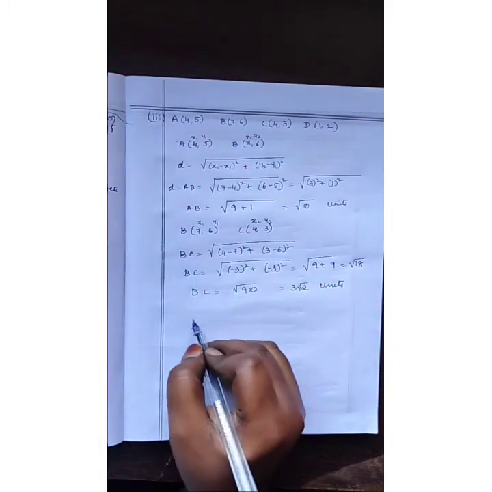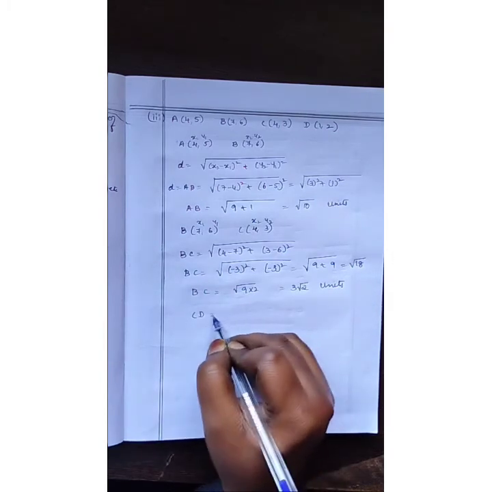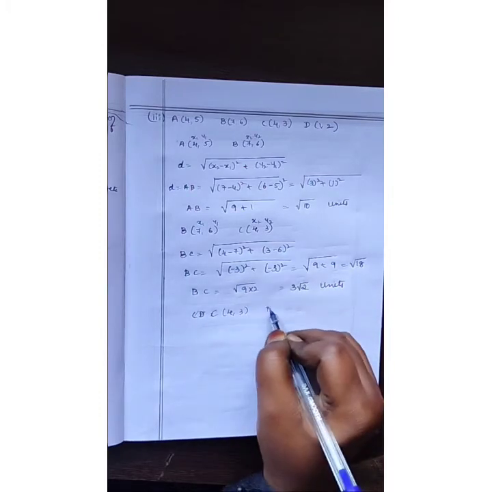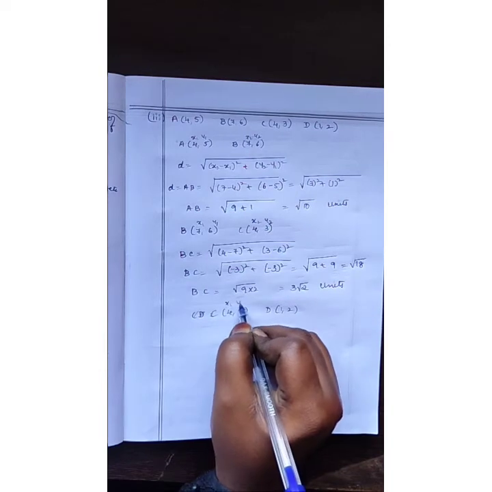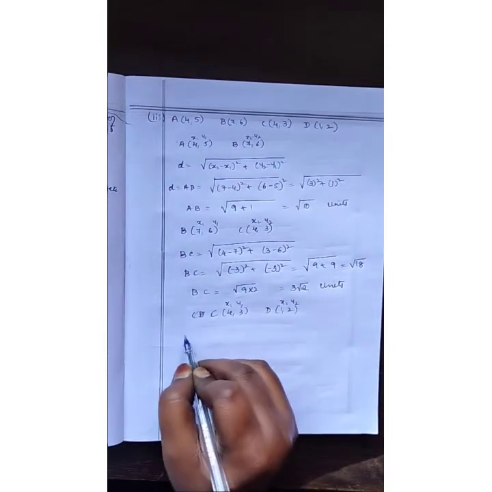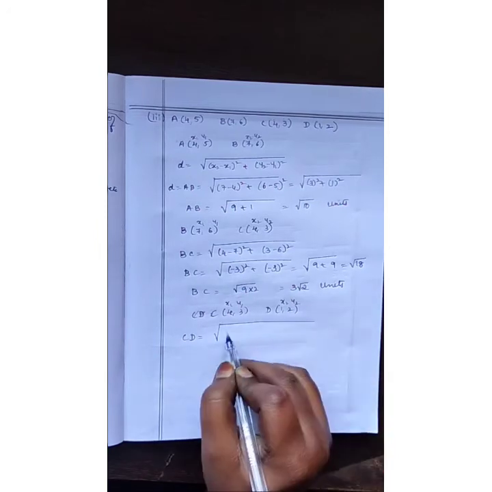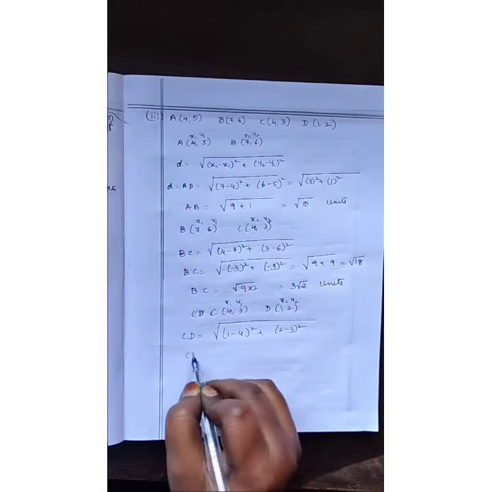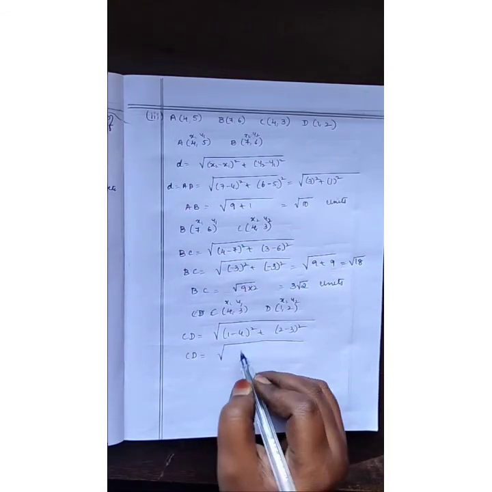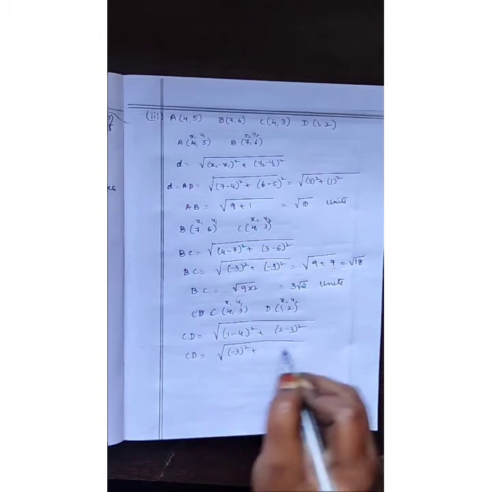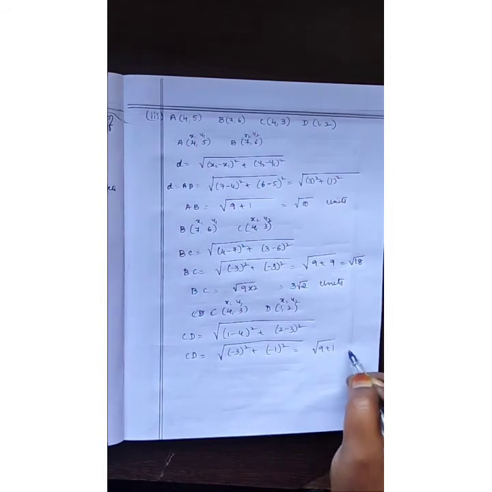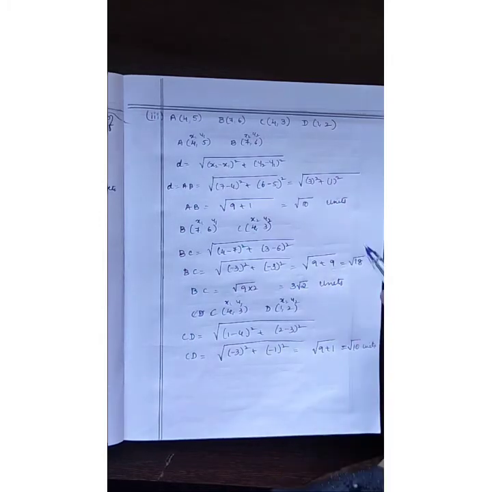Now we have to calculate for CD. C points are 4, 3. C equals 4, 3 and D value is 1, 2. Consider x1, y1, x2, y2. Then CD equals, substitute directly in the distance formula: root of 1 minus 4 whole square plus 2 minus 3 whole square. 1 minus 4, how much will you get? Minus 3 whole square. 2 minus 3 is minus 1 whole square. 3 square value is 9. 1 square value is 1. Then root of 9 plus 1, how much will you get? Root 10. See, dear students, two sets of pairs of values we got the same.